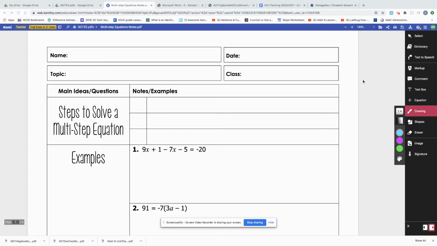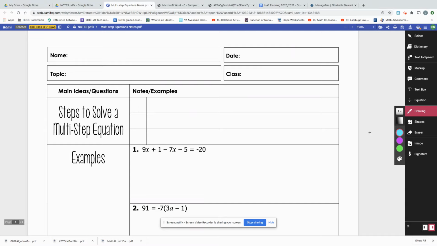Good morning, Honors Algebra. Today we are going to look at steps to solve a multi-step equation. Our clear learning target is I can solve a multi-step equation with variables all on one side, and we'll get to some notes where there are variables and constants on both sides. So some notes that we want to take.